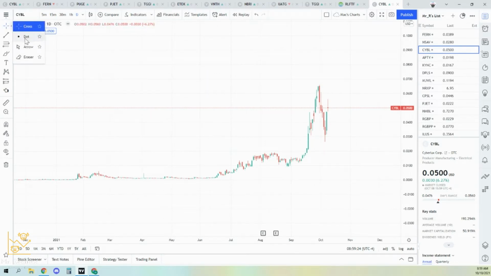You've got the cross, the dot, a little different arrow, and an eraser. I'm just going to stick with the cross. I like that. It's easy to follow, and it lines up with the top and bottom. As you can see, April 29th. So if I go to the top of this candle, it peaked on September 30th, 2021 at 664. So it gives you a fast indication of where it is.